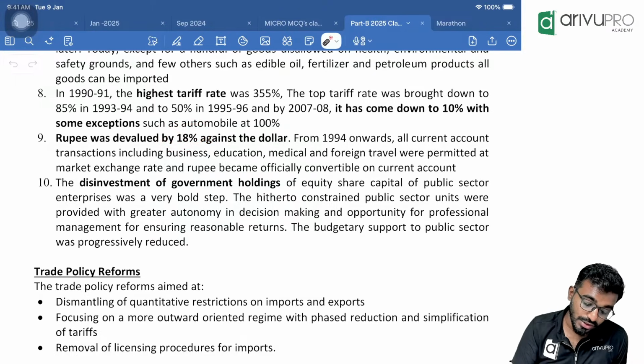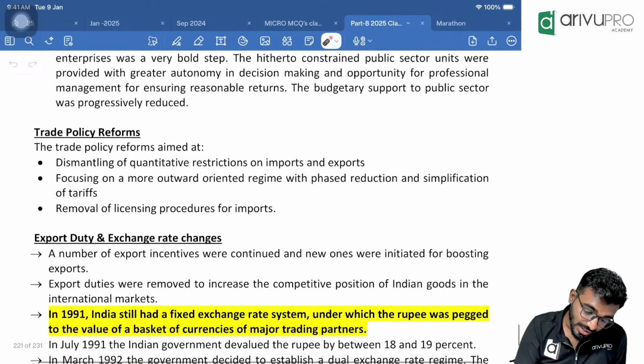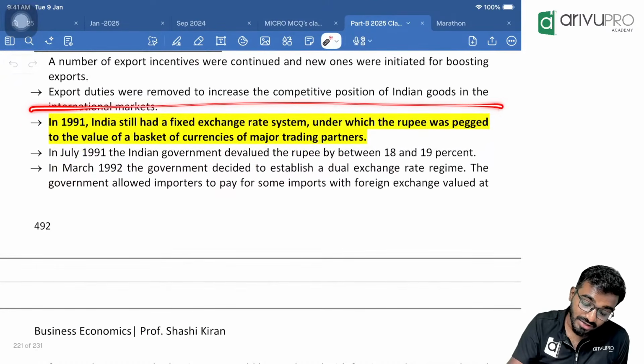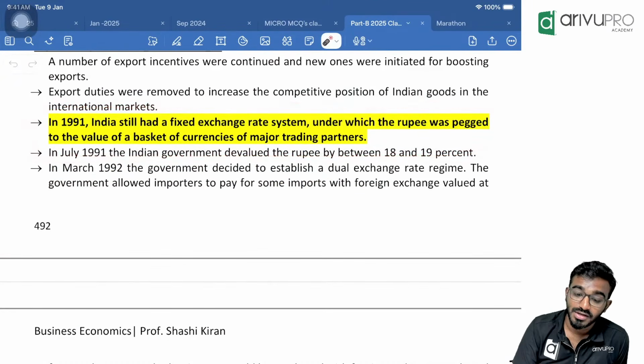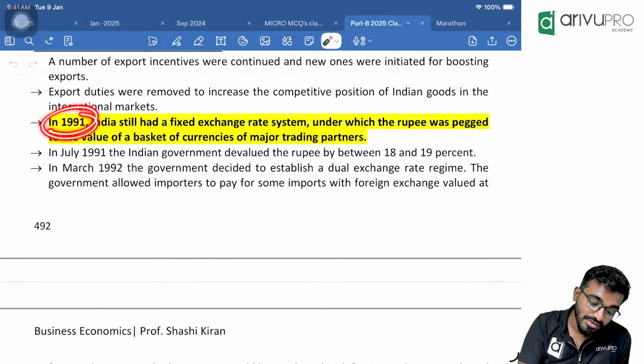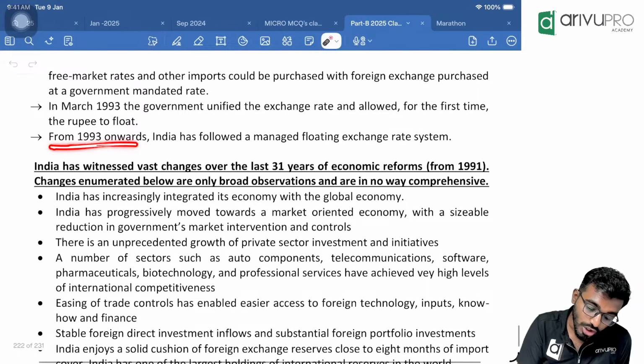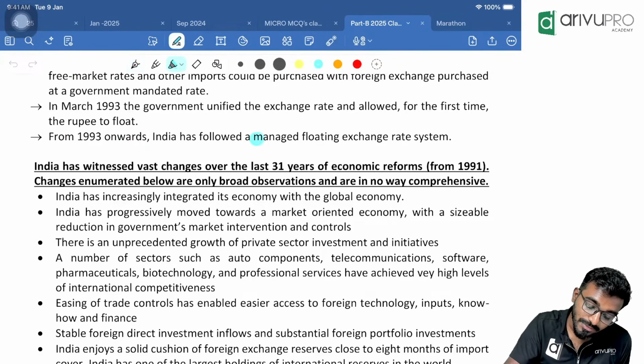We reduced its value, and disinvestment, selling all the government holdings in PSU stakes which are not performing well, even trade policy reforms, and also export duties and all. See, this highlighted one is important. Tomorrow we'll speak about this. In India, till 1991, we were following a fixed exchange rate regime. But from 1993 and onwards, India started following a floating exchange rate, especially a managed float.